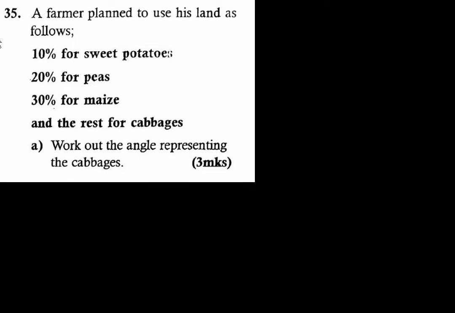A farmer planned to use his land as follows: 10% for sweet potatoes, 20% for pears, 30% for maize, and the rest for cabbage. Work out the angle representing the cabbage. So we're going to solve this by assuming that we're going to represent this information in a pie chart. So you know that a pie chart is a circle, and the angles in a pie chart altogether, if you add all the angles, equal 360. So we're going to convert these percentages into angles.